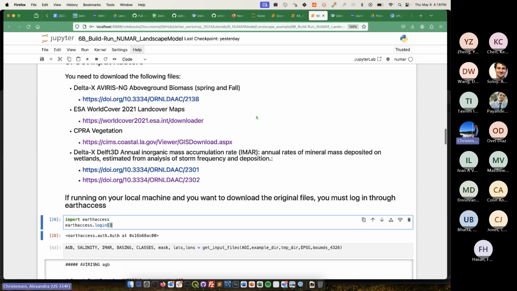So the data sets we use for this, the first one is the AVIRIS-NG above ground biomass product. That's for spring and fall.